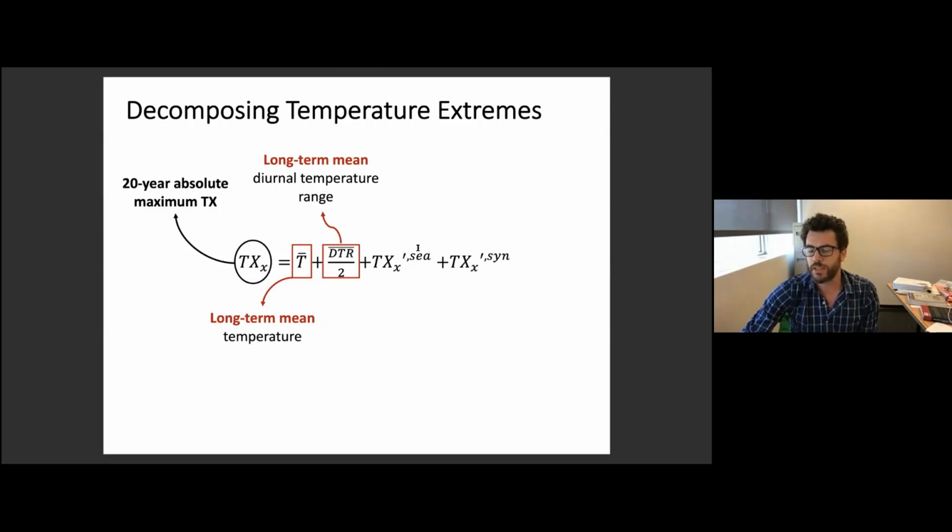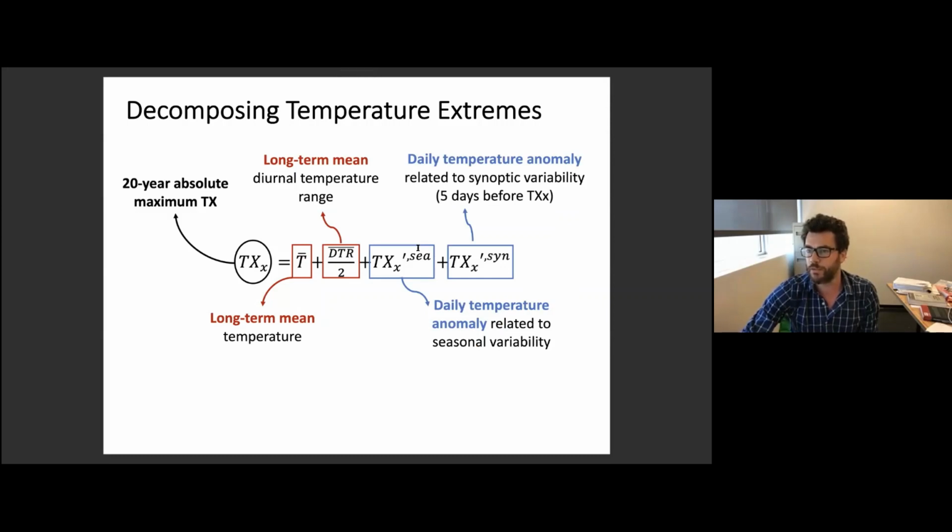And then there are 2 terms that tell us about the extreme itself. The extreme is related to the specific conditions of the event, for example, as I said, synoptic or lower-frequency variability. These 2 terms are the ones that really make the extreme an extreme. And I separated this anomaly compared to the long-term mean into 2 components, one related to the seasonal variability and another related to the synoptic variability. Of course, you can always have a look at a few papers where we explain this a little better.